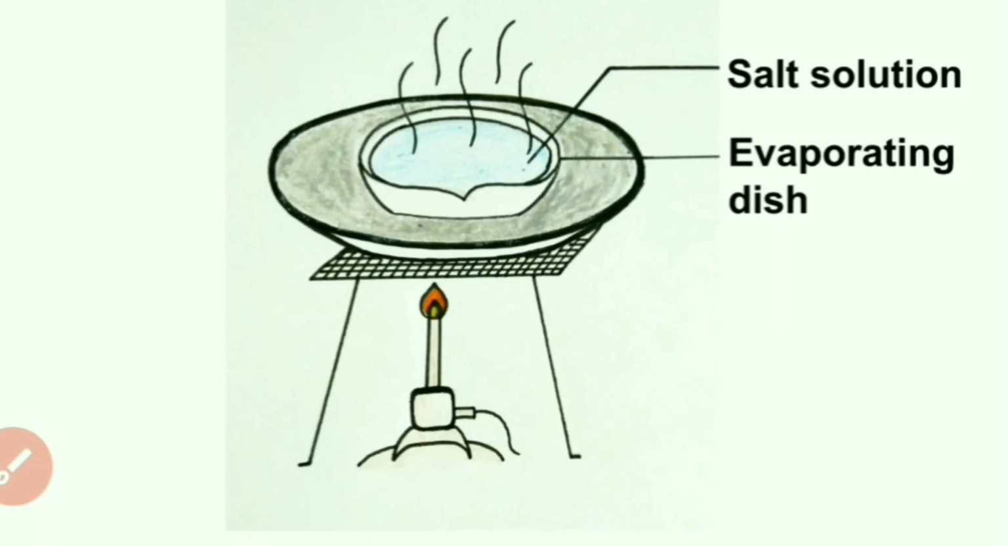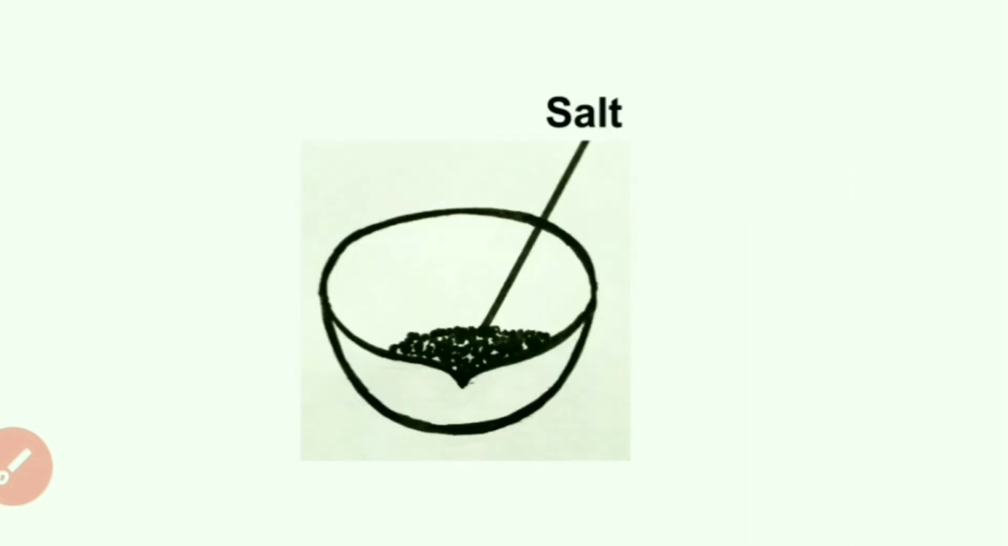Now, here is the setup of evaporation. Here salt solution is being heated in an evaporating dish. When we heat this solution for a long period of time, the water will slowly start changing into its vapors. And when this process is continued for a long time, in the end, the entire water has evaporated and the solid salt is left behind.